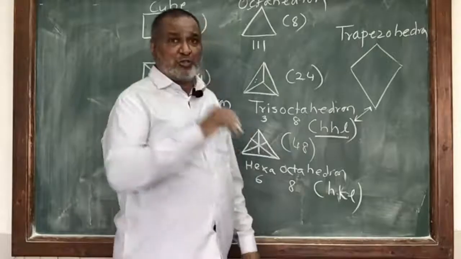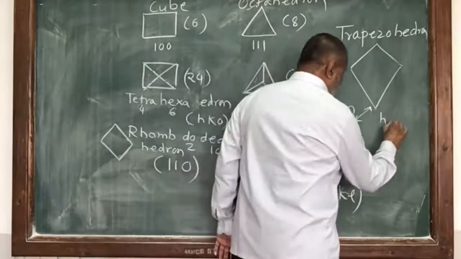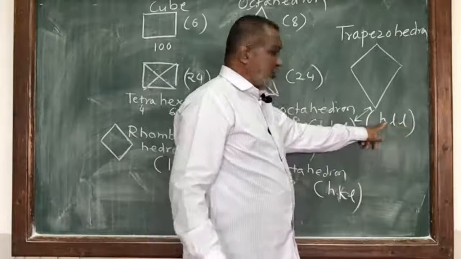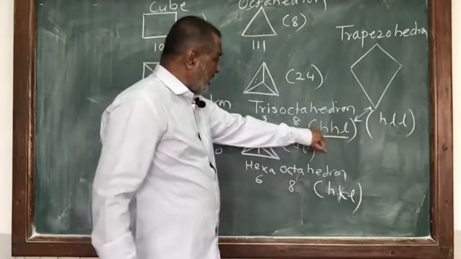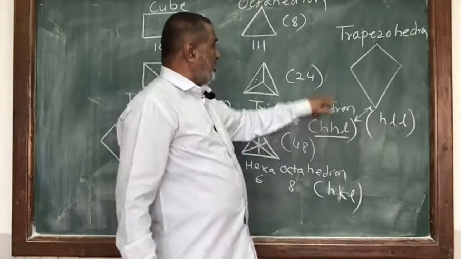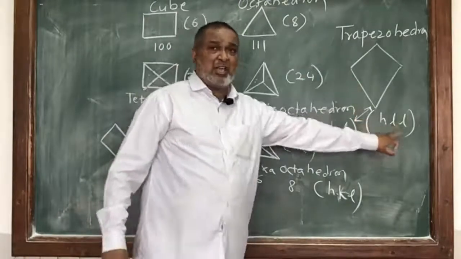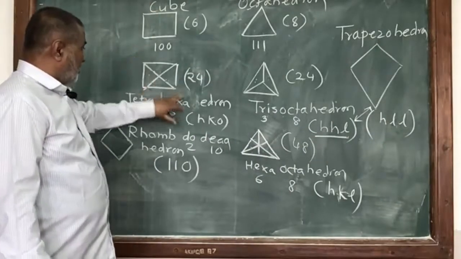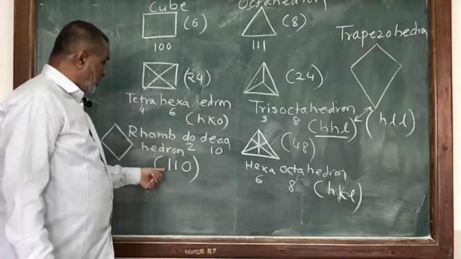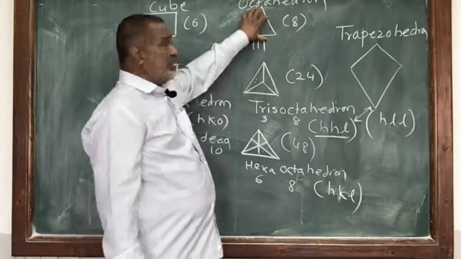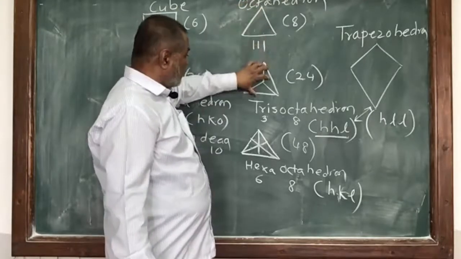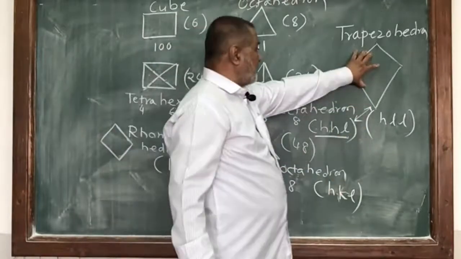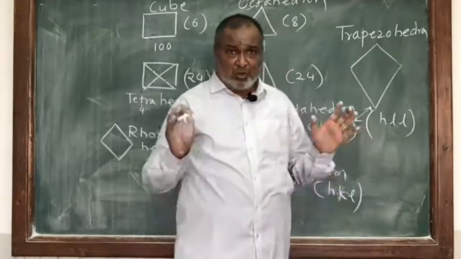But when you are going to use that shorter length, we'll write H. Cutting at a longer length, we represent it as LL, and shorter length, H. So here we have HHL, that is trisoctahedron, whereas trapezohedron we have HLL. We have cube 1, 0, 0, tetrahexahedron HK0, then rhombdodecahedron 1, 1, 0. Now the next category, octahedron 1, 1, 1, trisoctahedron HHL, then hexaoctahedron HKL and trapezohedron HLL. So I hope this is clear.